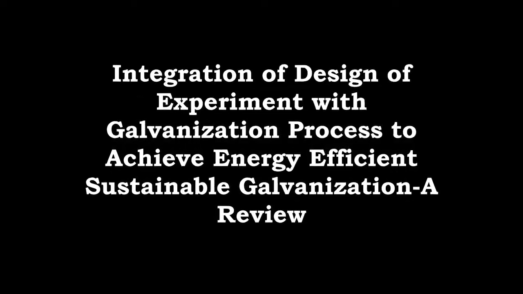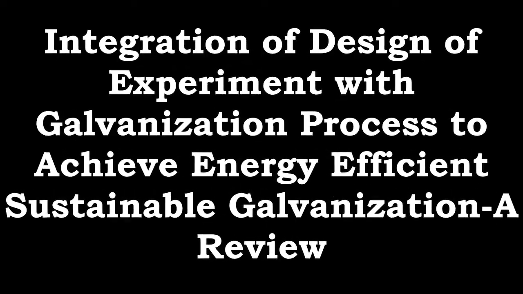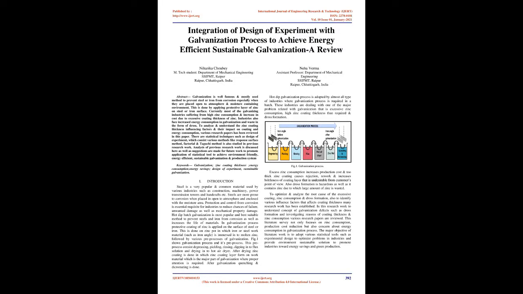Integration of design of experiment with galvanization process to achieve energy efficient sustainable galvanization - A review. Abstract: Galvanization is a well-known and widely used method to prevent steel or iron from corrosion, especially when they are placed open to the atmosphere and in moisture-containing environments. This is done by applying a protective layer of zinc on the steel or iron surface.